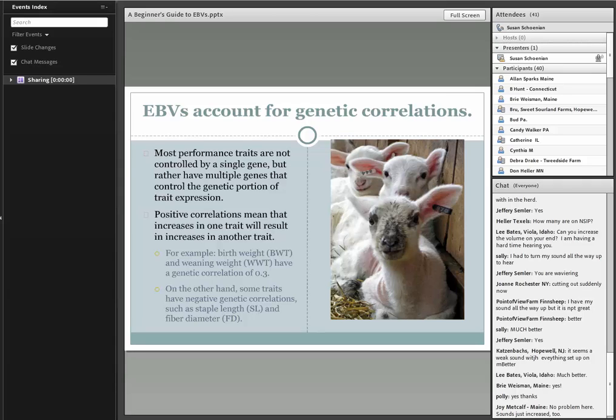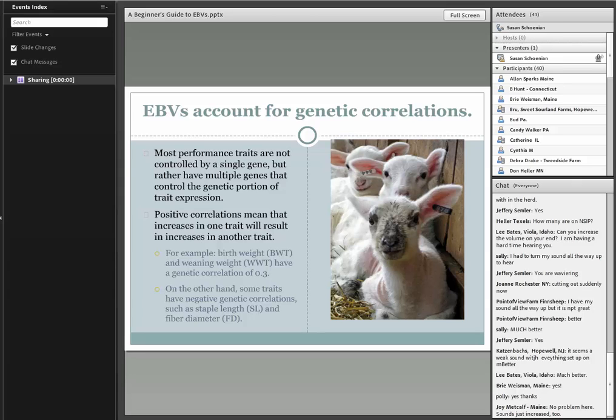Okay, a perfect example is birth weight and weaning weight. Heavier birth weights are correlated with heavier weaning weights. They're also correlated with heavier post-weaning weights and heavier yearling weights. The genetic correlation is about 0.3. Correlations run between 0 and 1. Sometimes traits have a negative correlation. Sometimes that negative correlation is a good thing, though, and sometimes it's a bad thing.